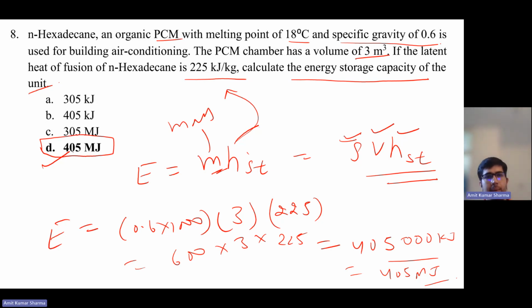Okay. So whenever you are given data like this for PCM and you have to calculate the energy storage capacity, then you can multiply the enthalpy with the mass. For mass you can write density into volume, and for volume you have been given the volume. For density you can use the specific gravity. In this way you can find the answer, and that will be 405 megajoule for this particular question.